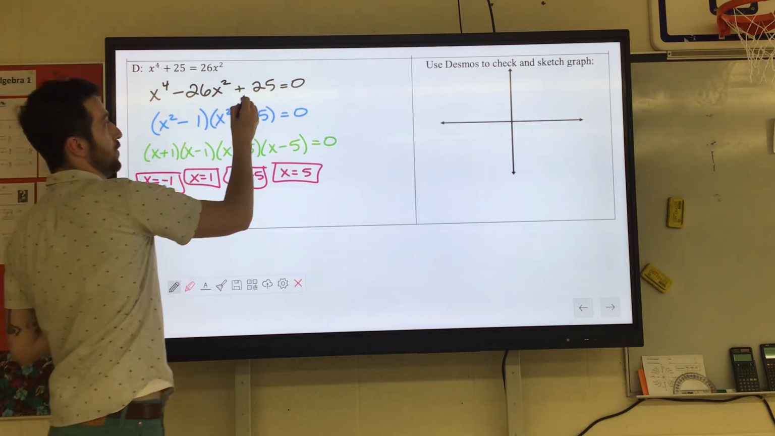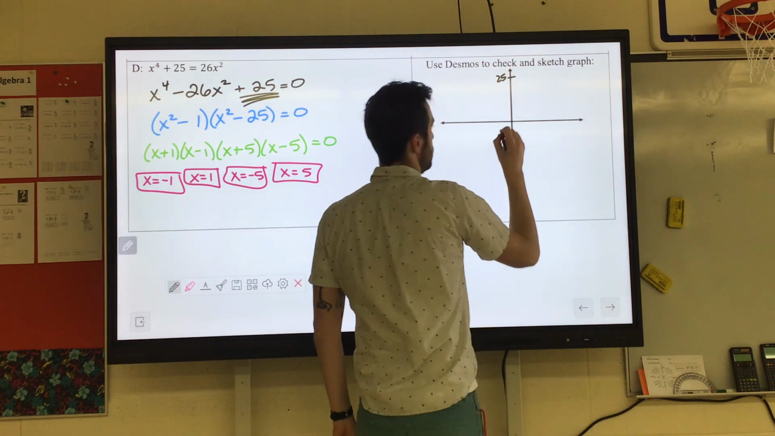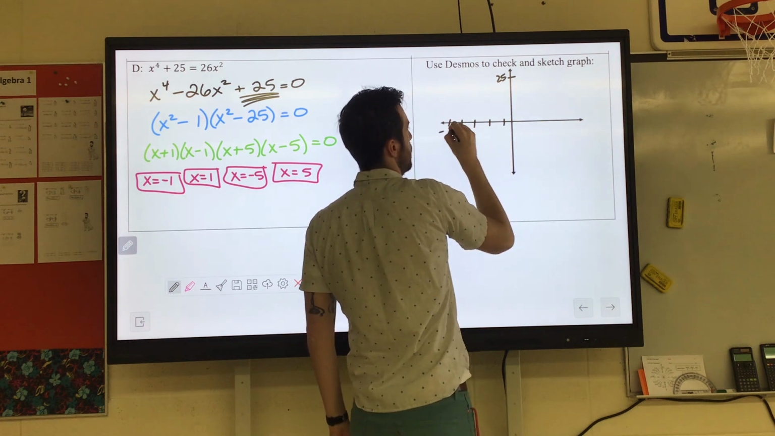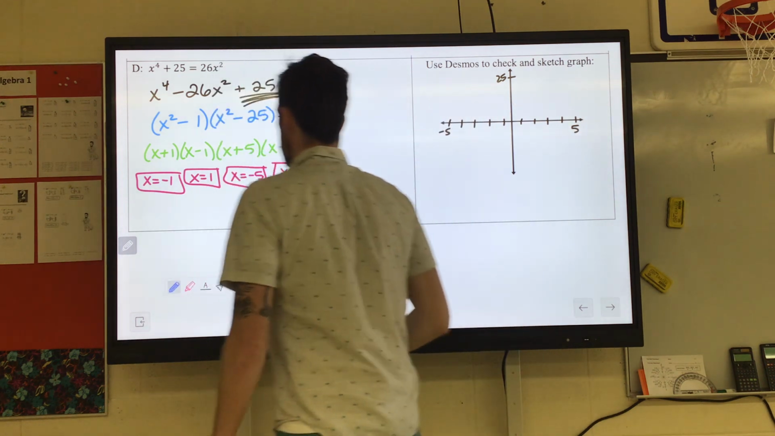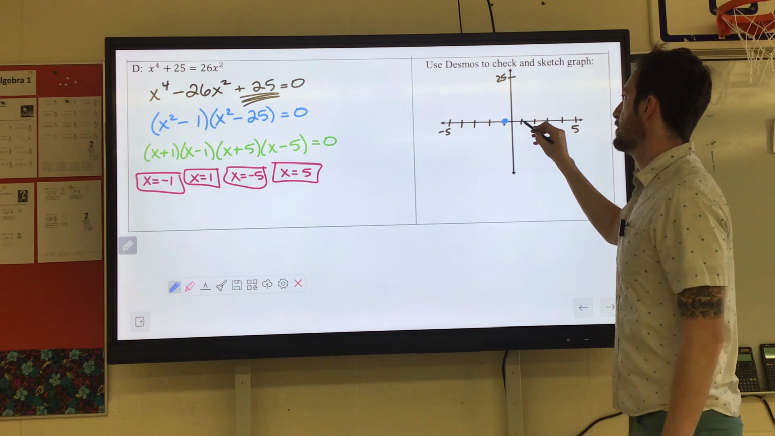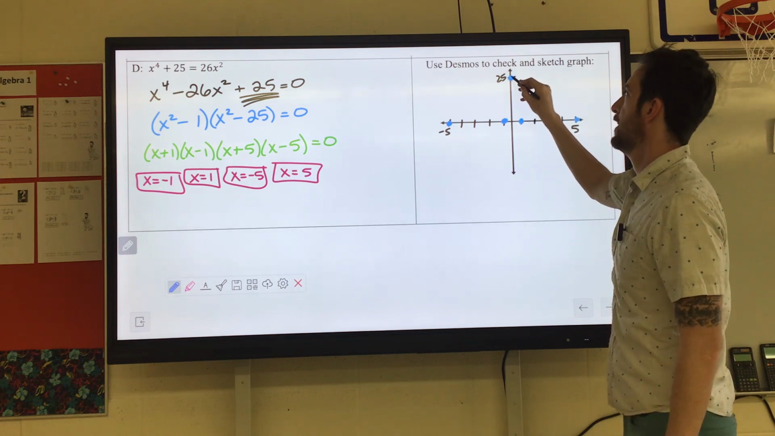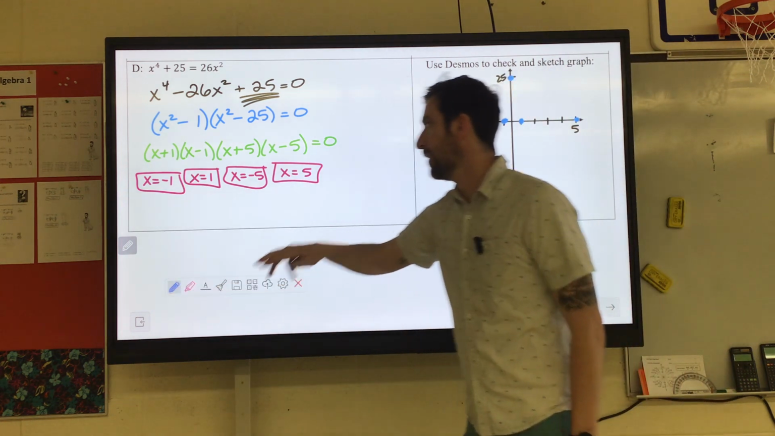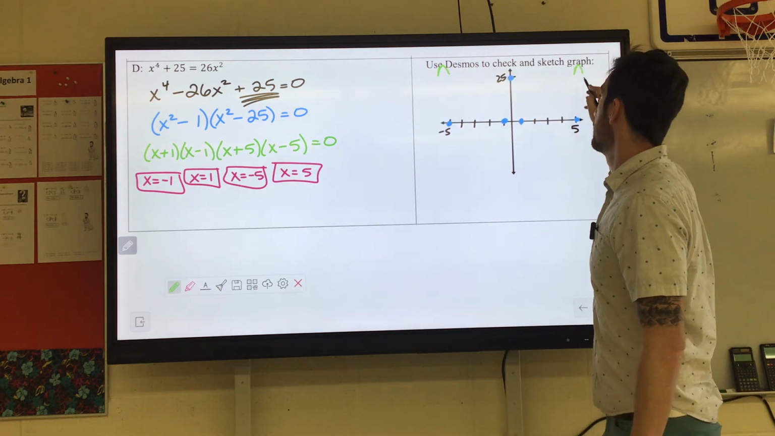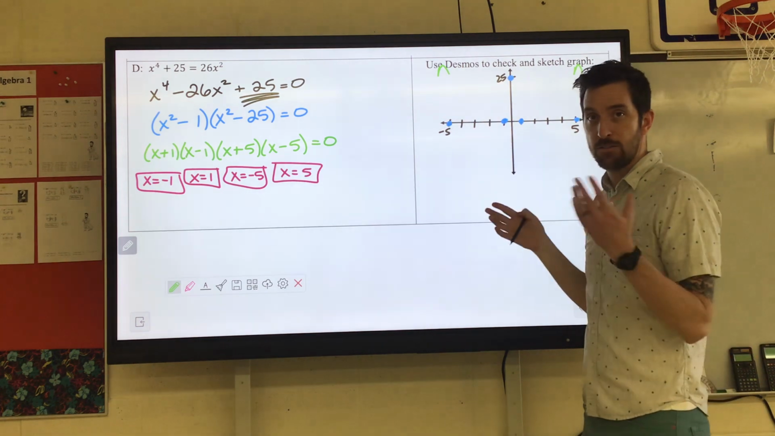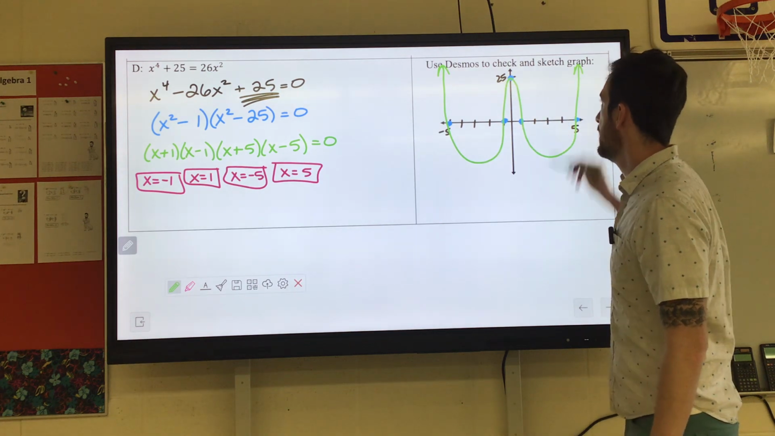The y-intercept will be 25. Let's see, we got to include -5, 1, 2, 3, 4, 5. All right, we got zeros at -1, +1, -5, +5, and a y-intercept at 25. It's even and positive lead coefficient, so that means it starts high and ends high. And everything has a multiplicity of 1, so it just crosses through. Woo! All right!